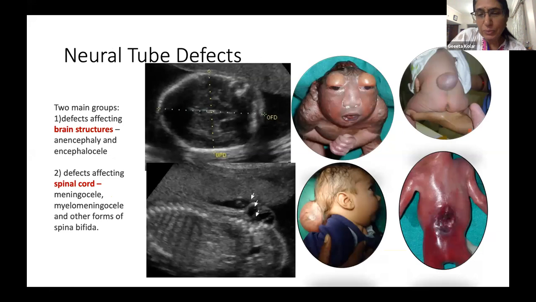Now, the commonest abnormalities that you can pick up are the neural tube defects. These neural tube defects fall into two main groups. One is the defect which involves the brain structures, anencephaly and encephalocele. The other group is the defects which involve the spinal cord, meningocele, myelomeningocele, and other forms of spina bifida.